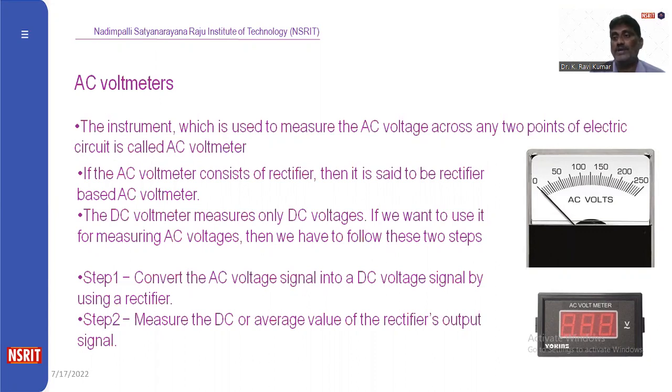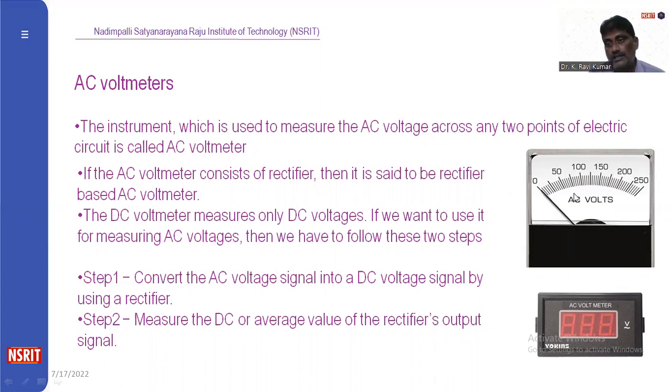If we want to measure AC voltages with the help of a DC voltmeter, then we have to follow two major steps. The first one is to convert the AC voltage signal into a DC voltage signal by using a rectifier. Step two is to measure the DC or average value of the rectifier's output signal. This is the instrument of the AC voltmeter. This is the scale.